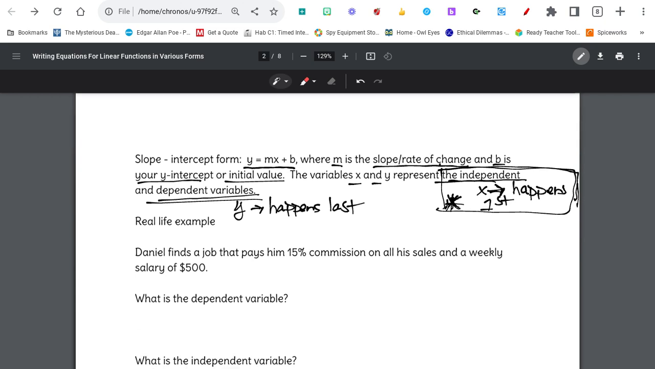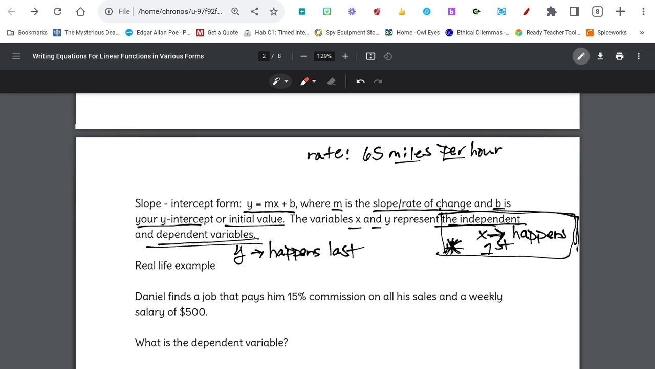All right, I said again, m is a rate of change. And when we talk about rates, let me tell you something about a rate. A rate is something like 65 miles per hour. That's a rate because it's miles per hour. What we call a rate statement, guys. Or you may see something like 12 feet per minute.